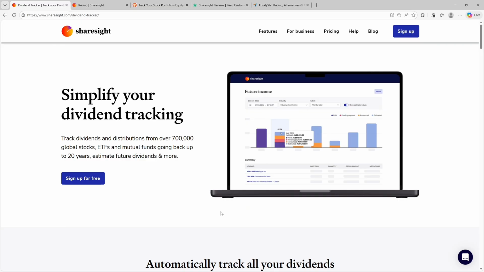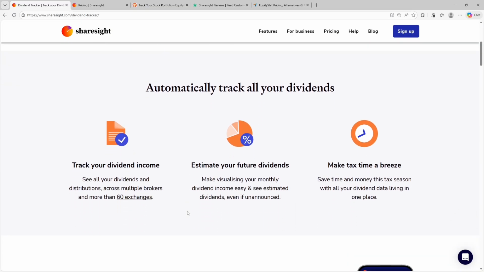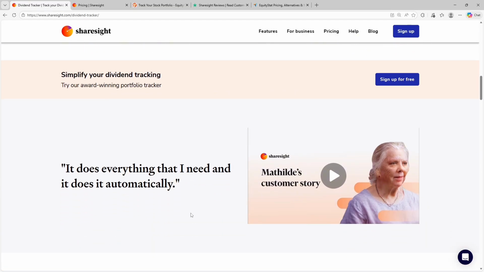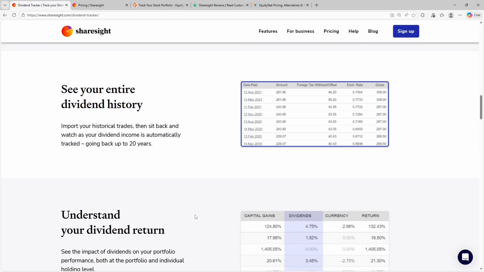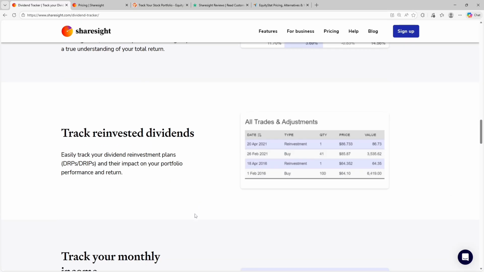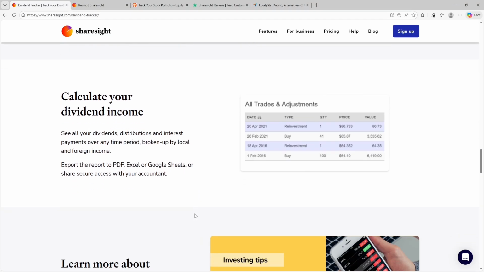Historical performance remains intact even as portfolios evolve, which is critical for investors tracking progress over many years rather than trading cycles. Reporting exports are designed with accountants in mind, making Sharesight popular among investors who collaborate with financial professionals.